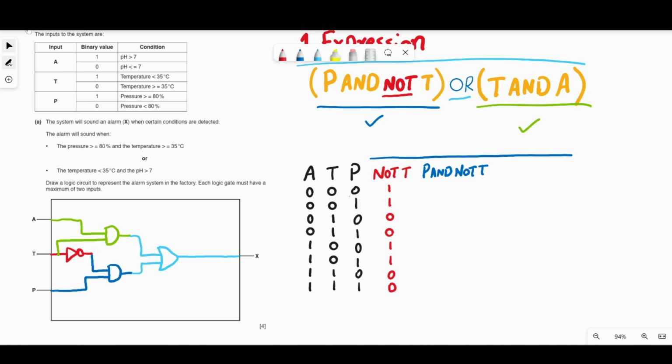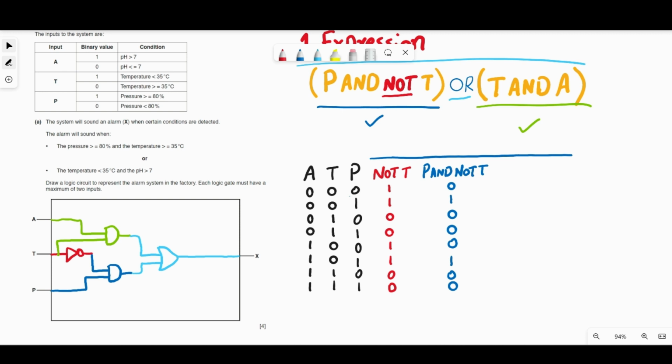Okay, the output of AND is 1 only if both of the inputs are 1, otherwise it's off. So here both of the inputs are 1, so we can put 1 in the output. Otherwise, even if a single input is off, the output will be off. Again, both of these are 1, then 0, 0. Okay, P and not T, AND of both of them.